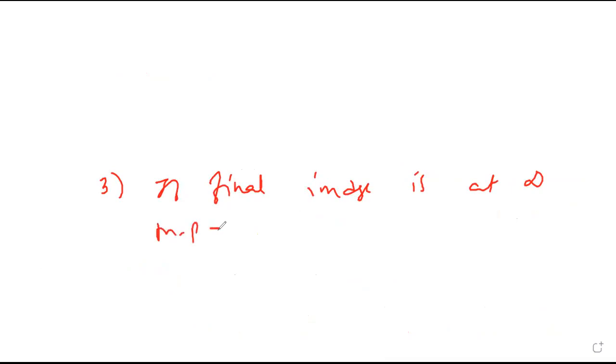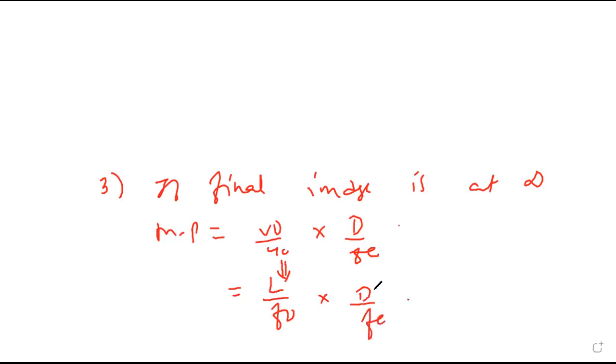Then we'll start with magnifying power of telescope. If the final image is at infinity, then magnifying power is V naught upon U naught into D upon Fe. This can be written in terms of length of tube as L upon Fo, this quantity, into D upon Fe. Just copy this.